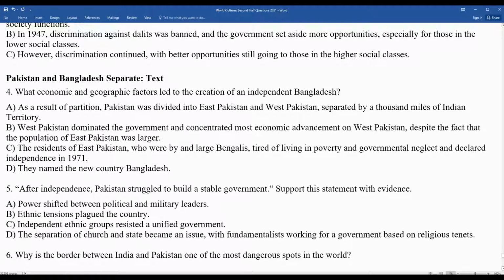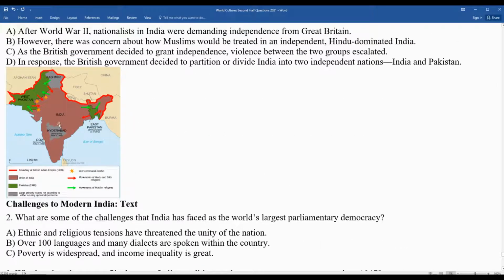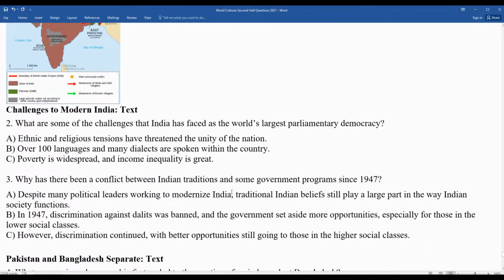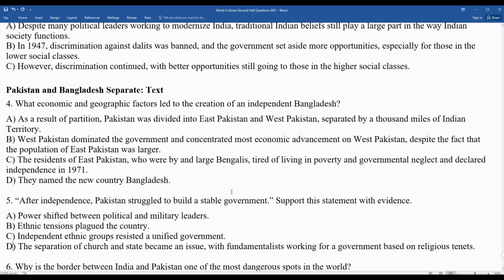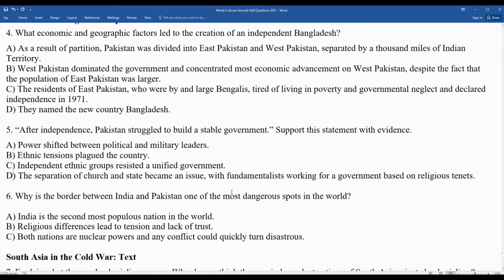Question 6, why is the border between India and Pakistan still today one of the most dangerous borders in the world? Well, if you go back to the map, obviously you have this large boundary between Western Pakistan plus a disputed territory here in Kashmir. And they both have nuclear weapons. They're one of the few countries in the world today who are nuclear powers. And as such, it creates a lot of tension.